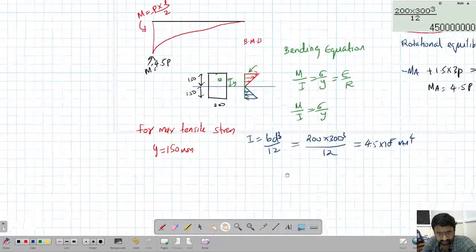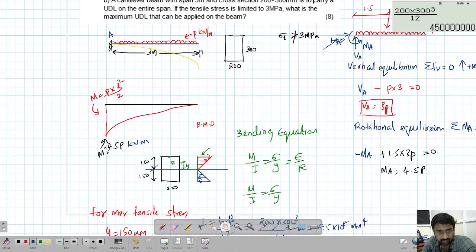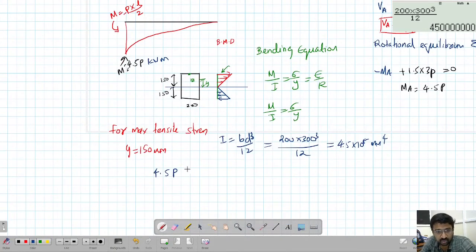Now substitute in this bending equation, M by I. The value of M is 4.5 p. This is in kilonewton meter. I should have told you this earlier. This is in kilonewton meter because all the units that we are taking are in meters. So 4.5 p into 10 raised to 6 for converting it to Newton millimeter.